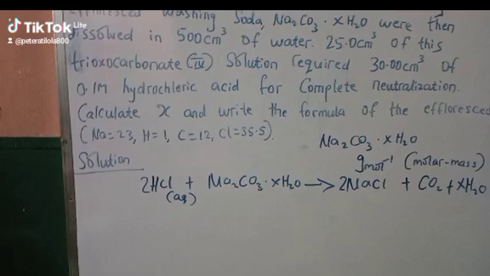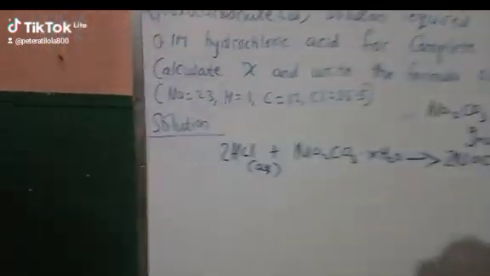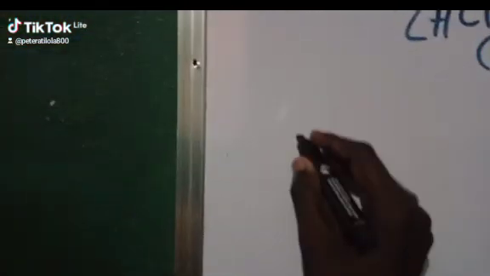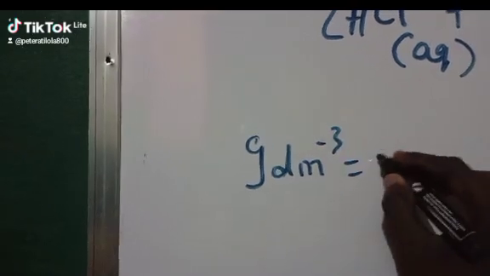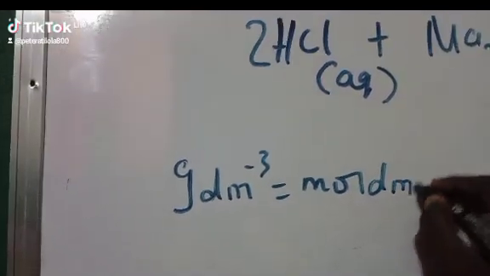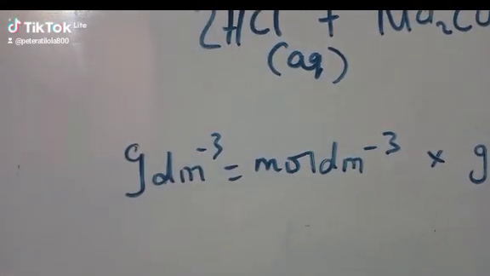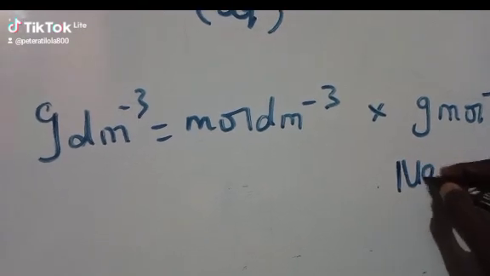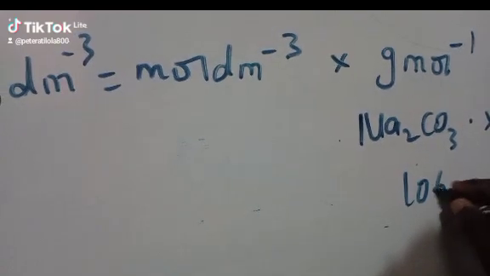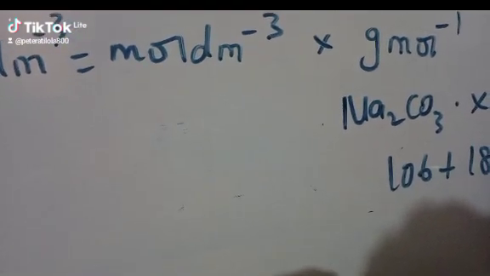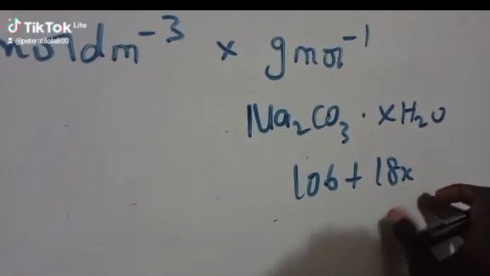Look at where X is, and they give you the concentration of the acid. There's a reason why they give you that. Automatically, I feel you are going to use what? There's a formula I used to use. I call it gram per dm cube is equal to mole per dm cube times gram per mole. From here, I can get the formula because Na2CO3.XH2O, Na2CO3 is 106 plus 18X. So by the time I'm solving, this is one of the ways I can get S.